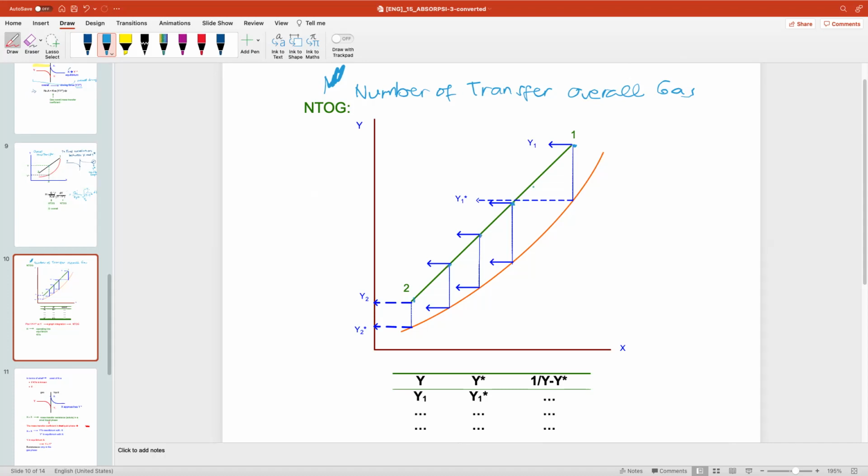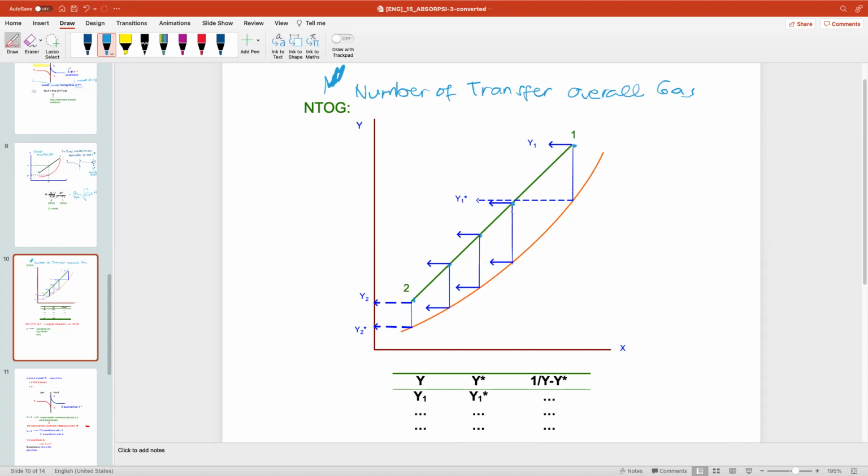Okay, this one is not right, because it has a different distance, beda jarak. Try to find a similar distance there, and then find your y1, and then you can find your x in the equilibrium, and then correlate to the y star.